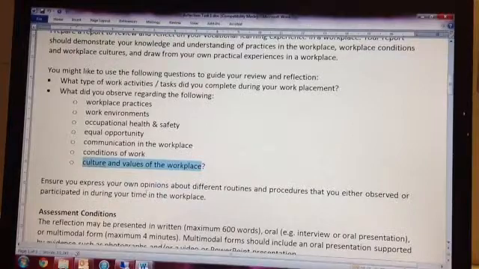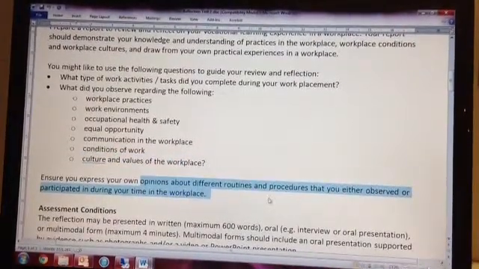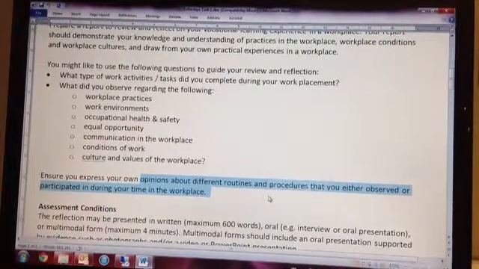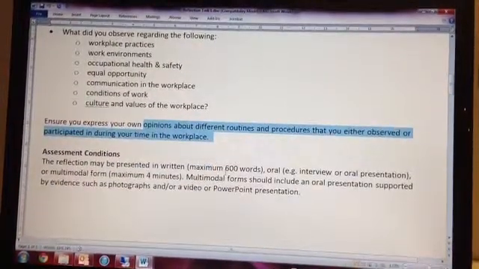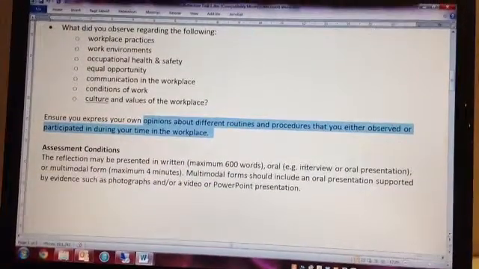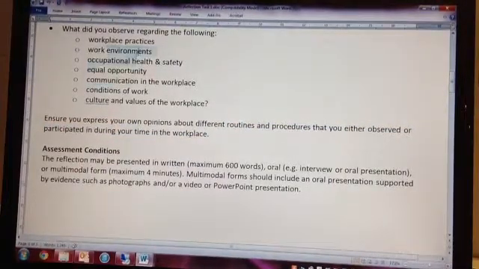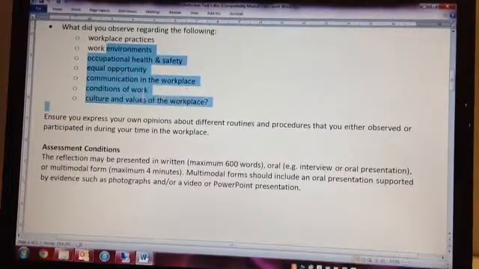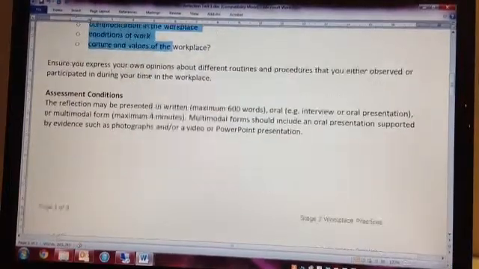Now, you need to express your own opinions about different routines and procedures that you've seen or that you've been involved in. And again, it's 600 words, so it's not a big piece of writing, or it could be an interview or some sort of oral presentation where you're speaking to a PowerPoint or a series of photos that explains all of these things. So you probably have to jot down some notes and then speak to it to make sure you're covering all of that.